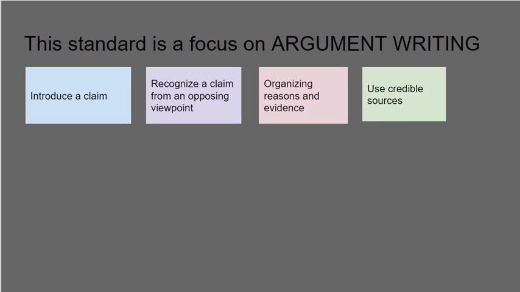So this standard is a focus here on argument writing, as we've stated before. There are 4 different aspects that the wording or vocabulary of the standard had. Number 1 was to introduce a claim. Number 2 was to recognize a claim from an opposing viewpoint. Number 3 was to organize reasons and evidence. And number 4 was to use credible resources or sources. So please pause this video and write down the 4 parts of this standard. We will break them down and discuss each one at a time.